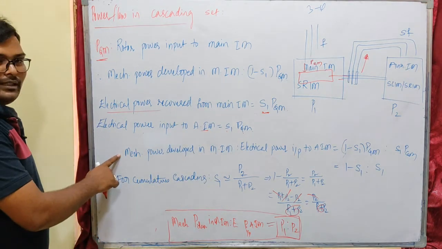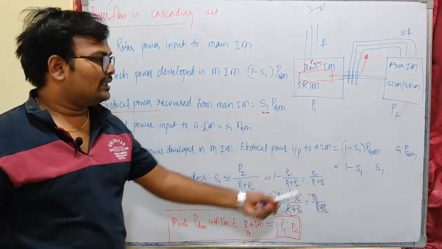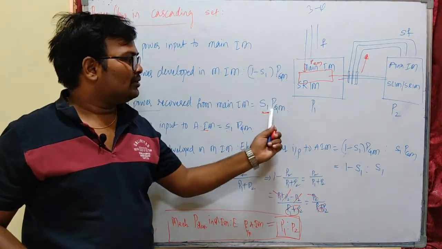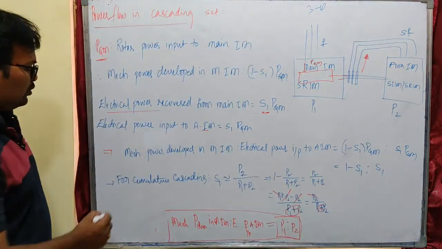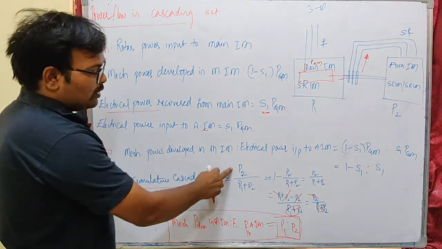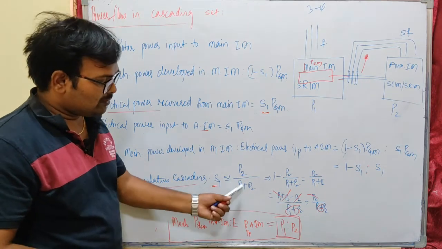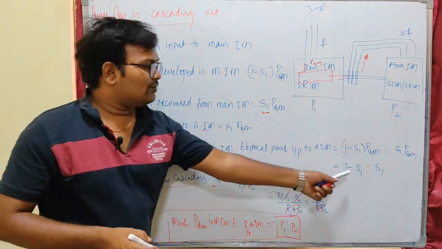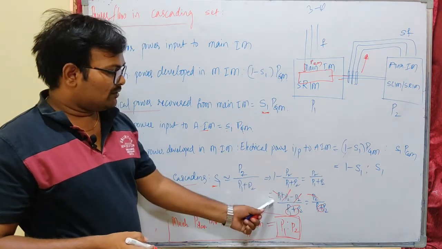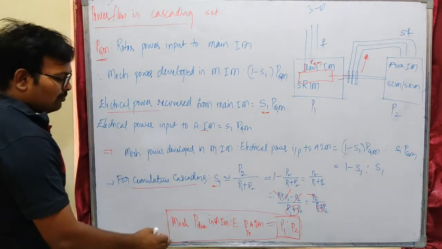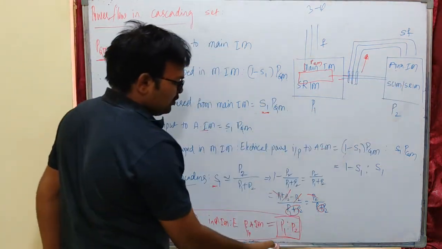Now let us see the ratio between mechanical power developed in the main induction motor to electrical power input to the auxiliary induction motor. That will be 1 minus S1 into PGM to S1 into PGM, which becomes 1 minus S1 to S1. In cumulative cascading, we know that the slip for the main induction motor is S1 equal to P2 by P1 plus P2. So let us substitute the S1 value in this expression. That will become 1 minus P2 by P1 plus P2 to P2 by P1 plus P2. If you cancel out, the ratio of mechanical power developed in the main induction motor to electrical power supplied to the auxiliary induction motor will be equal to P1 is to P2.